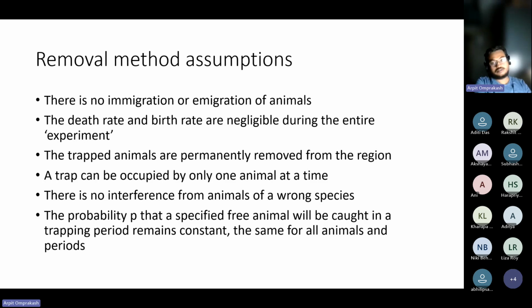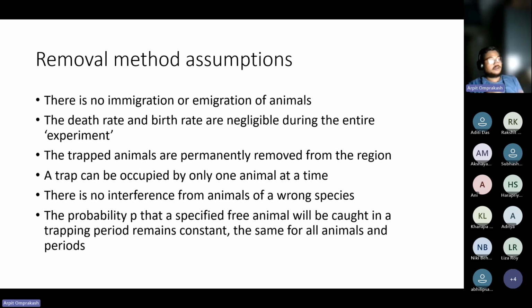So the third method to estimate the population size or population density is the removal method. First we'll look at the assumptions of the removal method. The first thing is there is no immigration or emigration of animals, so the animals are not affected by animals coming from other places or going to other places. The death rate and birth rate are negligible during the entire removal experiment that you are carrying out. The trapped animals are permanently removed from the system, because removal is generally an invasive method of sampling where you basically remove animals.